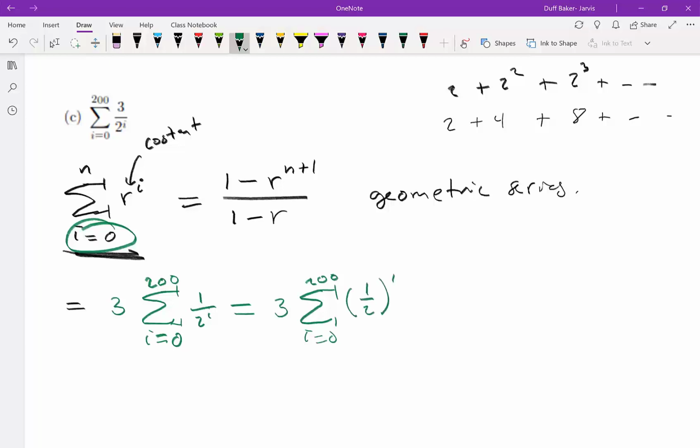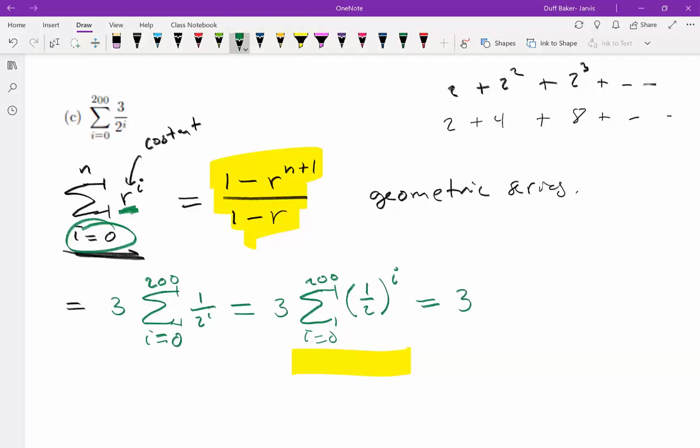This is the same as 1/2 to the i. So really this 1/2 is our r, right? It's the number that's to the ith power. So then we can replace this part with this formula, right? And so if we do that, what do we get?